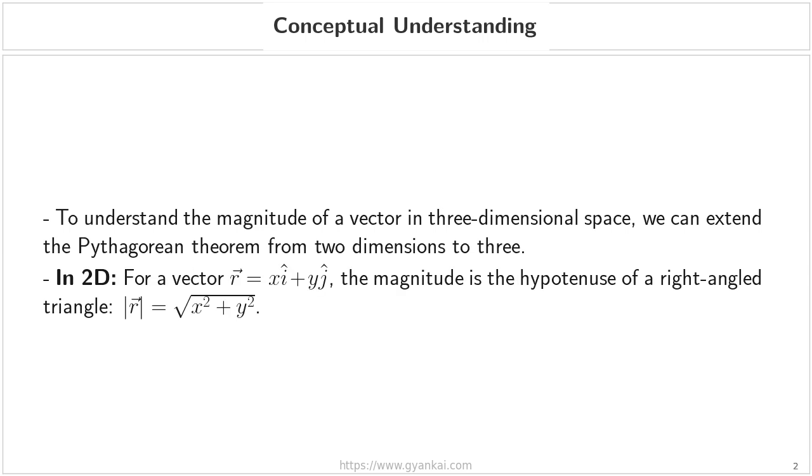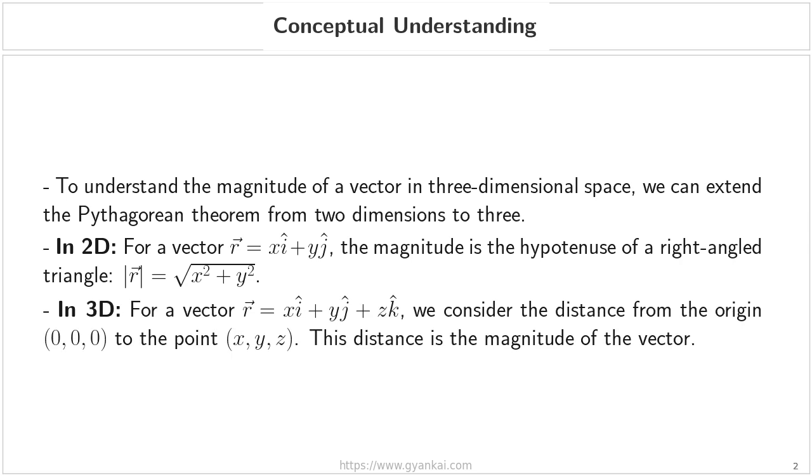Let's start with what is familiar. In a 2-dimensional plane, if we have a vector, let's call it r, expressed as xi plus yj, the magnitude is essentially the length of the hypotenuse of a right-angled triangle. Using the theorem, we calculate the magnitude of r as the square root of x squared plus y squared.